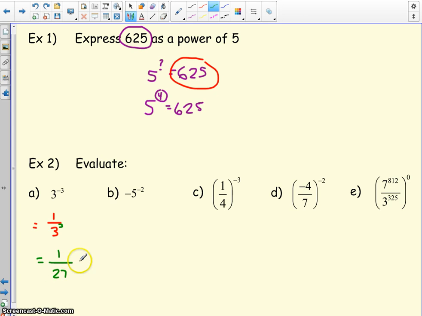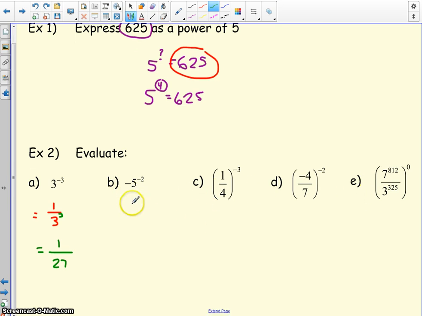On a calculator this would give you a decimal. I would not accept that as an answer. It needs to be exact. So take a minute or two and try B, C, D, and E, and I'll run through them with you when you're ready.